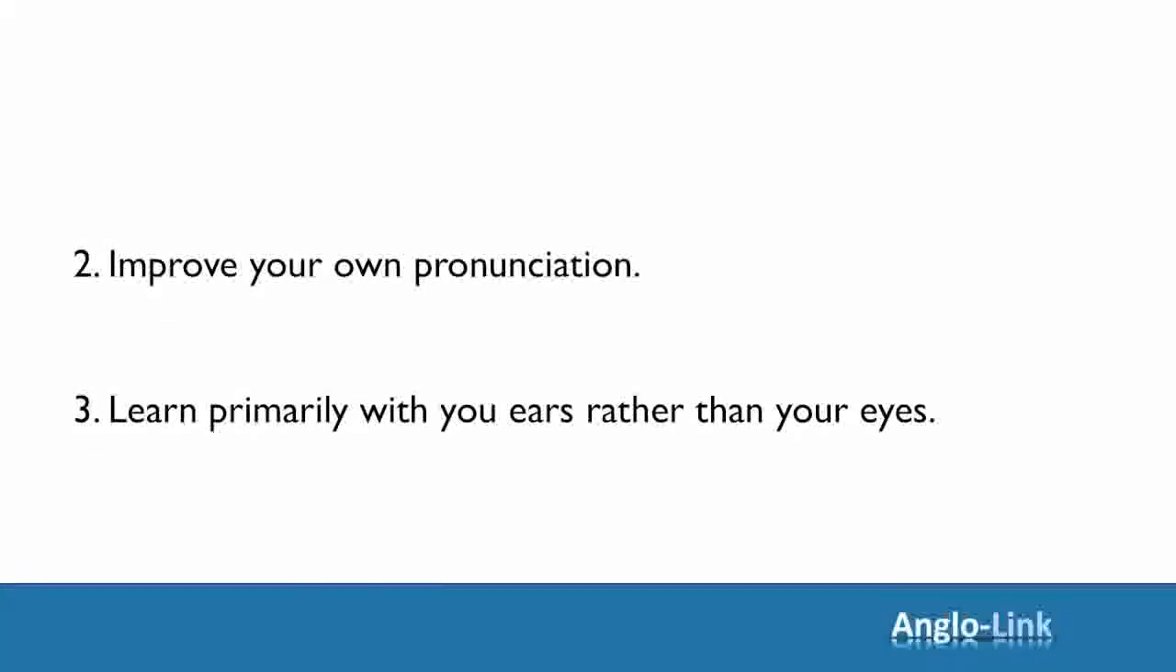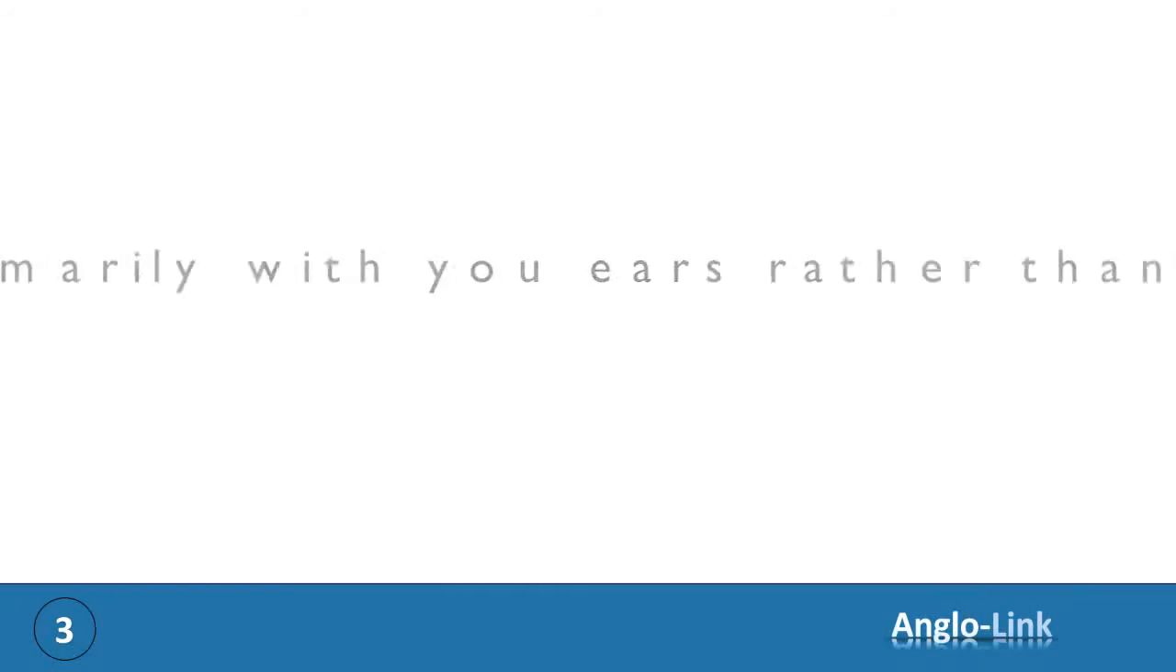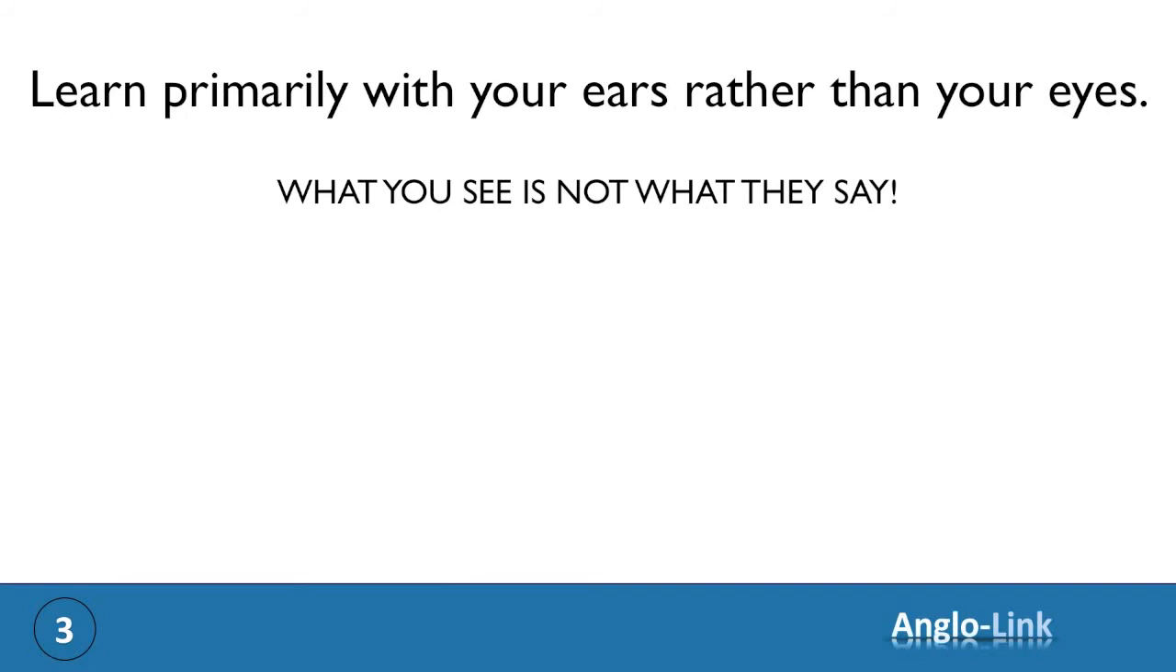And finally, the third key to improving your listening comprehension. Learn primarily with your ears rather than your eyes. Now you have a better understanding of why native speakers are not always easy to understand, especially if you have learned your English out of a book. It's for the simple reason that what you see is not what they say. Therefore, the best way to learn new words and expressions is by first hearing them, then seeing them in writing.